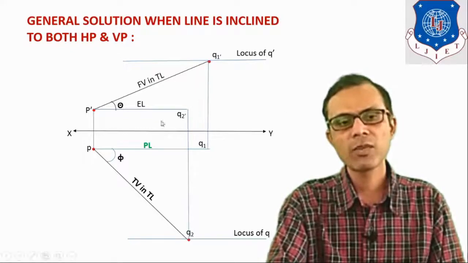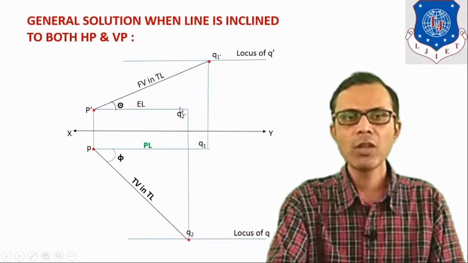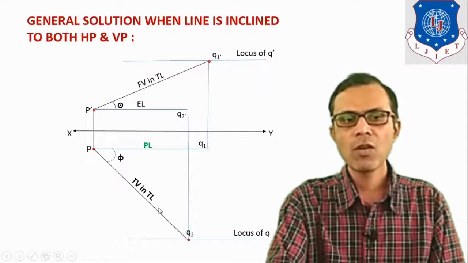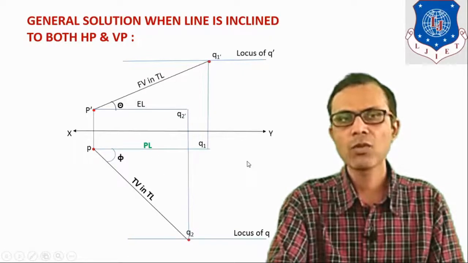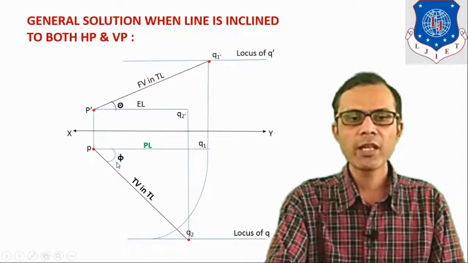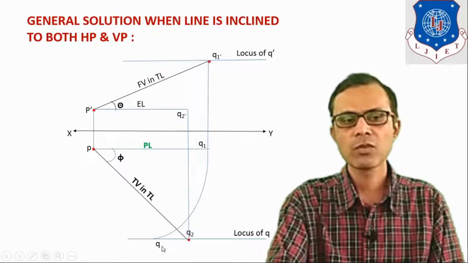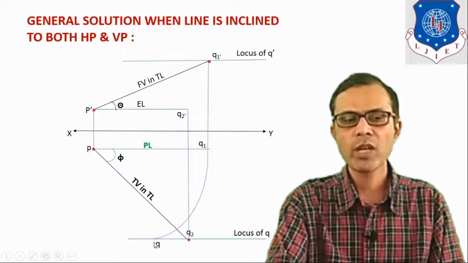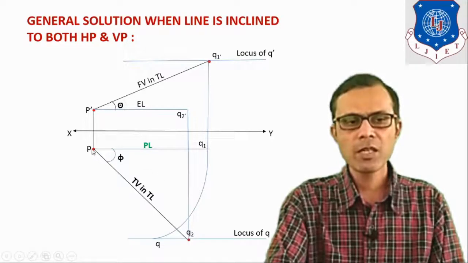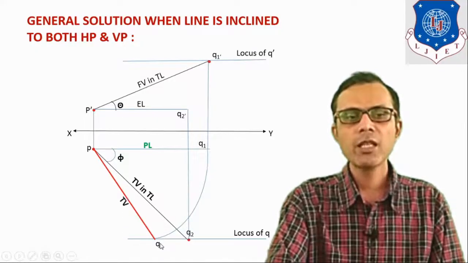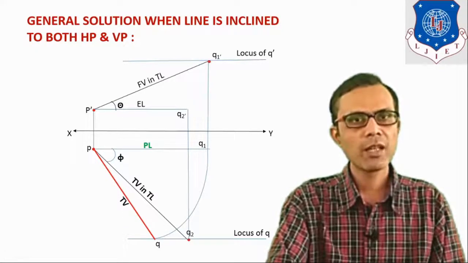Now we have the answer for plan length and elevation length, and we know that on this locus line somewhere we will get the final location of Q. But we have this plan length, so take compass size equal to PQ1, keep P point as center point, and draw an arc in this direction. So here this arc is intersecting with this locus line, so it is point Q. So actually this distance, plan length, that same distance we have taken over here. Now join P and Q point. So PQ is the final top view for the given line.